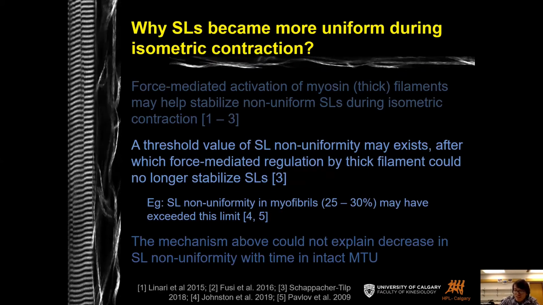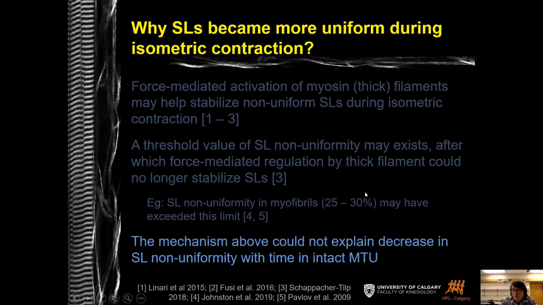Shapatra-Tilp then suggested that a threshold value may exist for sarcomere length non-uniformity, after which force-mediated regulation by the thick filament becomes ineffective. So in our case, the high non-uniformity value in myofibril, which is about 25 to 30%, may have passed this threshold, thus leading to increasing sarcomere length non-uniformity with time. However, the mechanism above cannot explain the decrease in sarcomere length non-uniformity with time as observed by us in the intact muscle-tendon unit.